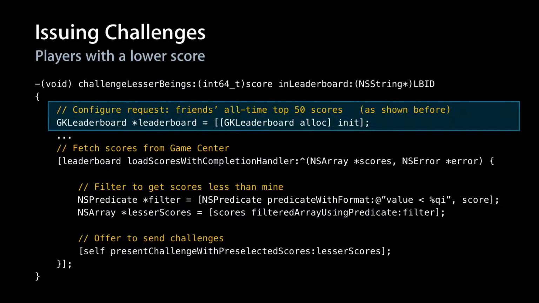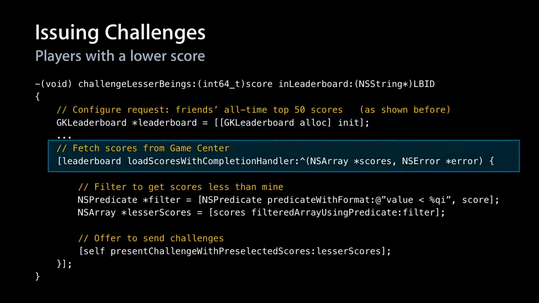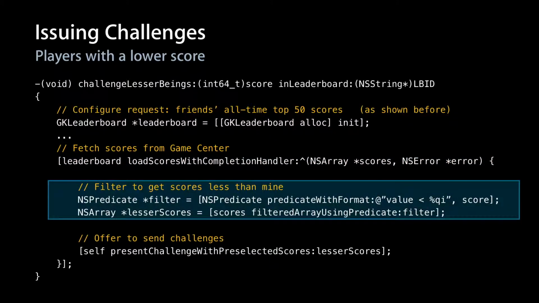Now, here's a quick example of this. Let's say I've finished the game and I want to find players that have a lower score than what I just earned. So I'm going to start out by getting the leaderboard data, just as I showed you a couple of slides ago. I create the leaderboard, set it up, and fetch those scores. So far it's the exact same code.